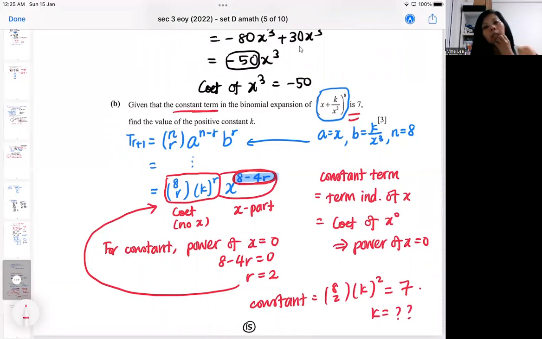The general formula part may not be so easy, but the purpose of the general formula is to be able to see the coefficient component and the x component. So there's a separate video on this. If you need it, let me know.